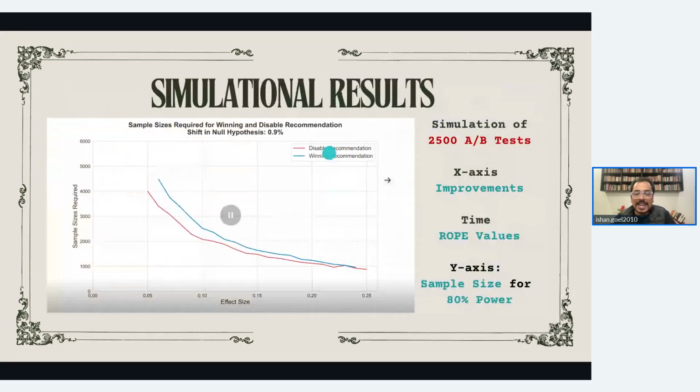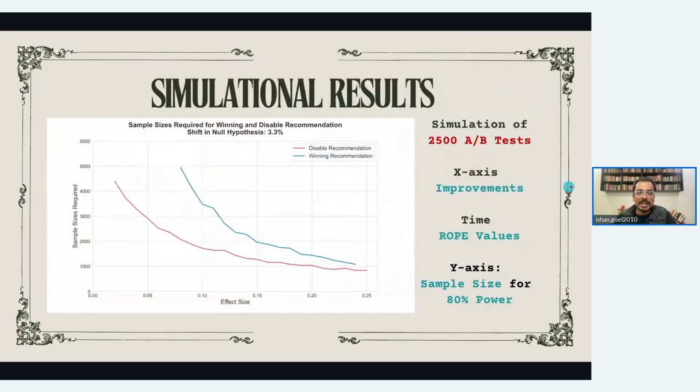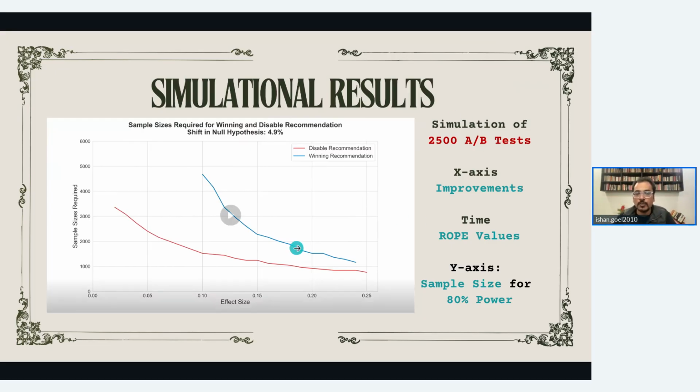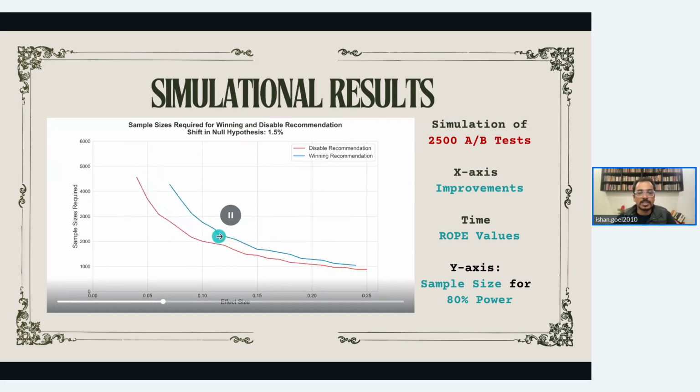Now I'll show you. I ran some very interesting simulations, and I have over 25,000 synthetic A/B tests that I ran. What I did was I had 500 A/B tests for each uplift, and I varied uplift from minus 25% to 25%. And then I ran them in a sequential testing framework, and I tried to see when is 80% power reached, for what samples, for both the decisions of disable and winning. So I want to show you this.